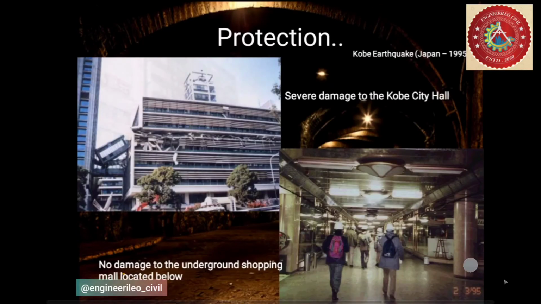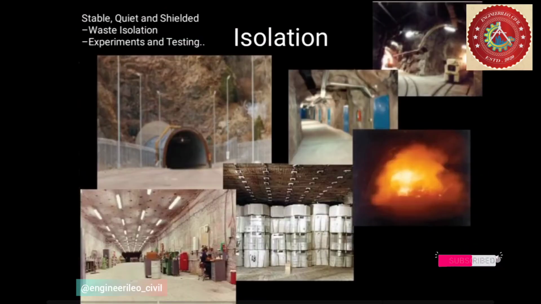The third main reason to go underground is for protection. No damage to the underground shopping mall located below in earthquake prone regions. No damage to the Kobe City Hall when the earthquake happened in Japan in 1995. The second most important thing is isolation. It is quiet, it is shielded, it is stable, it is waste isolated after many experiments and testing.